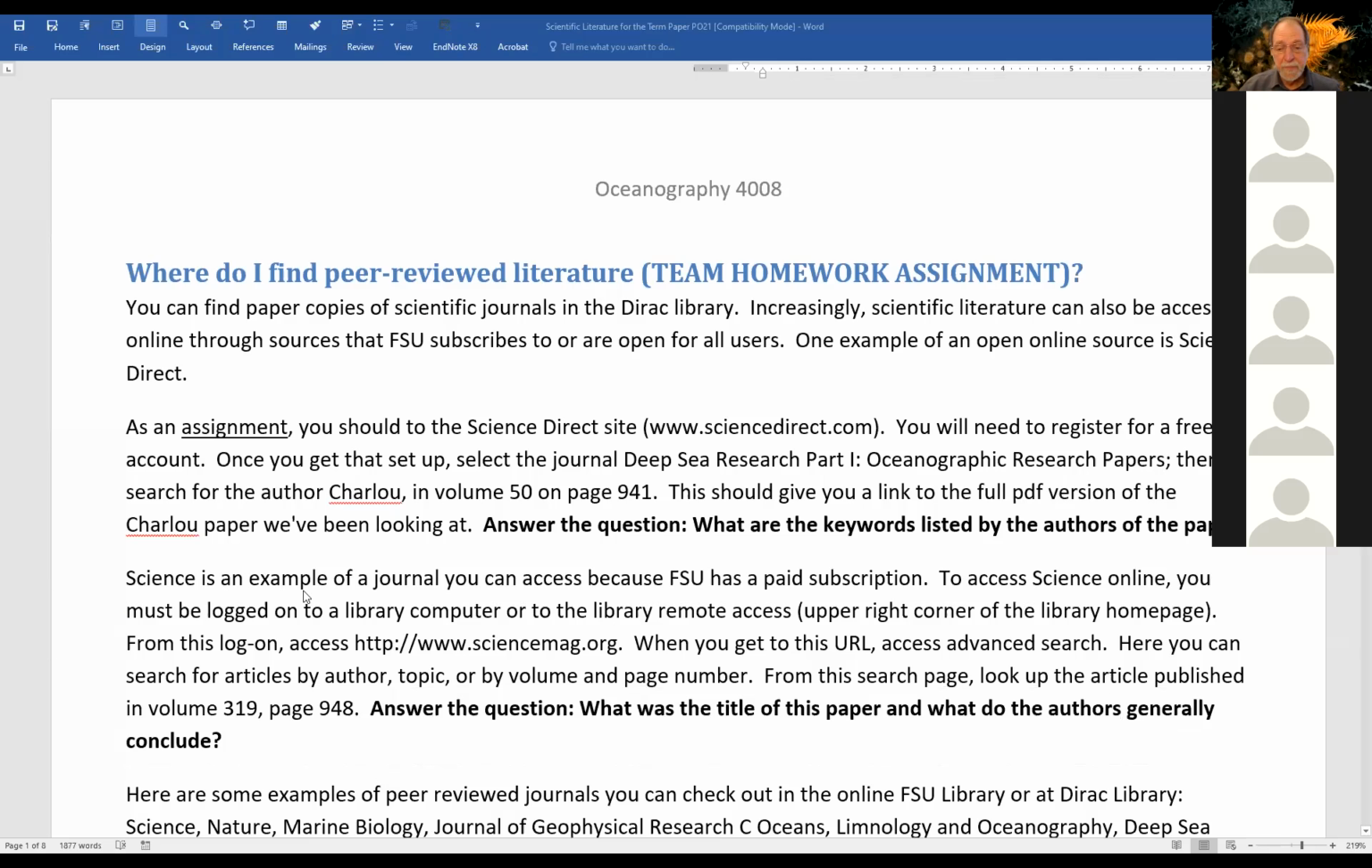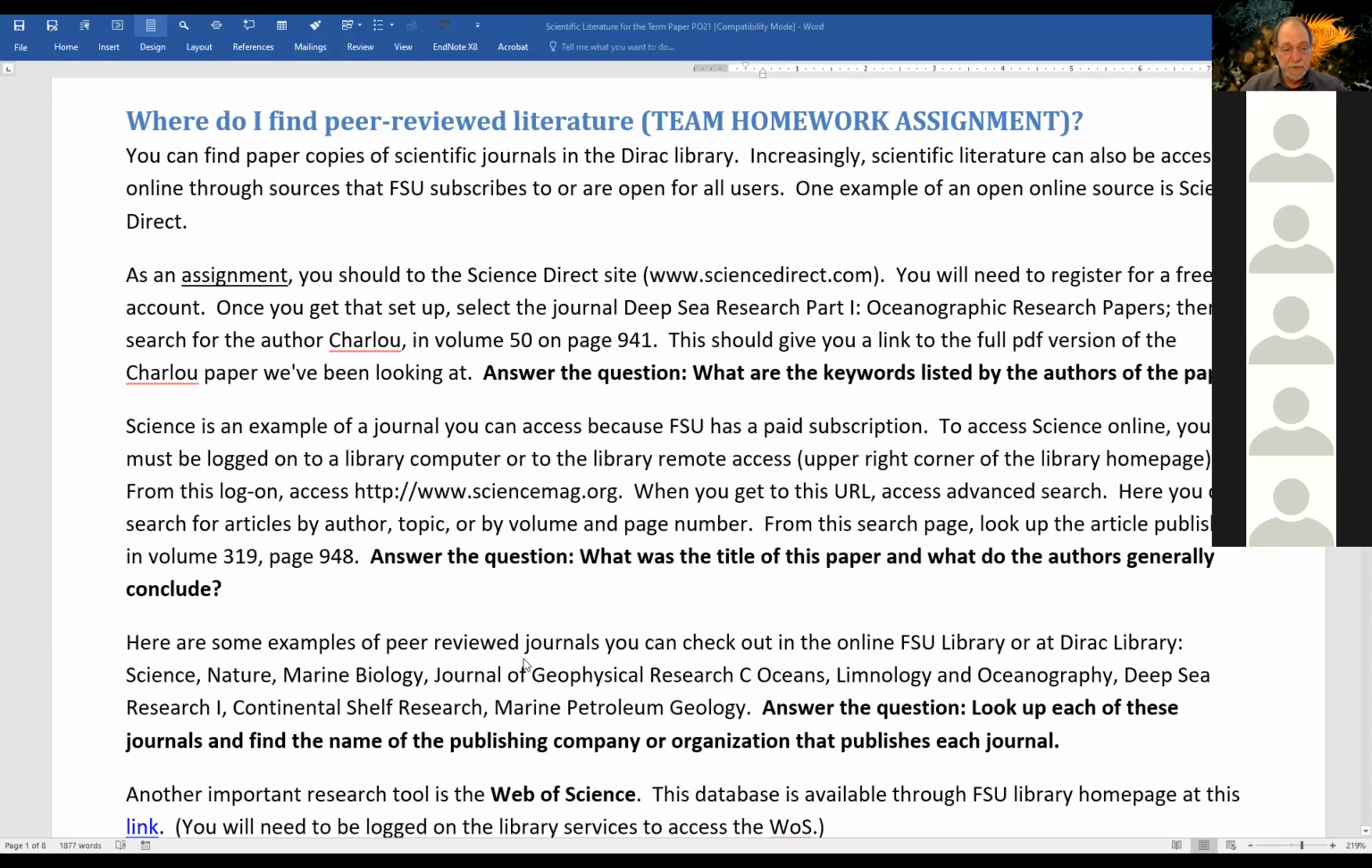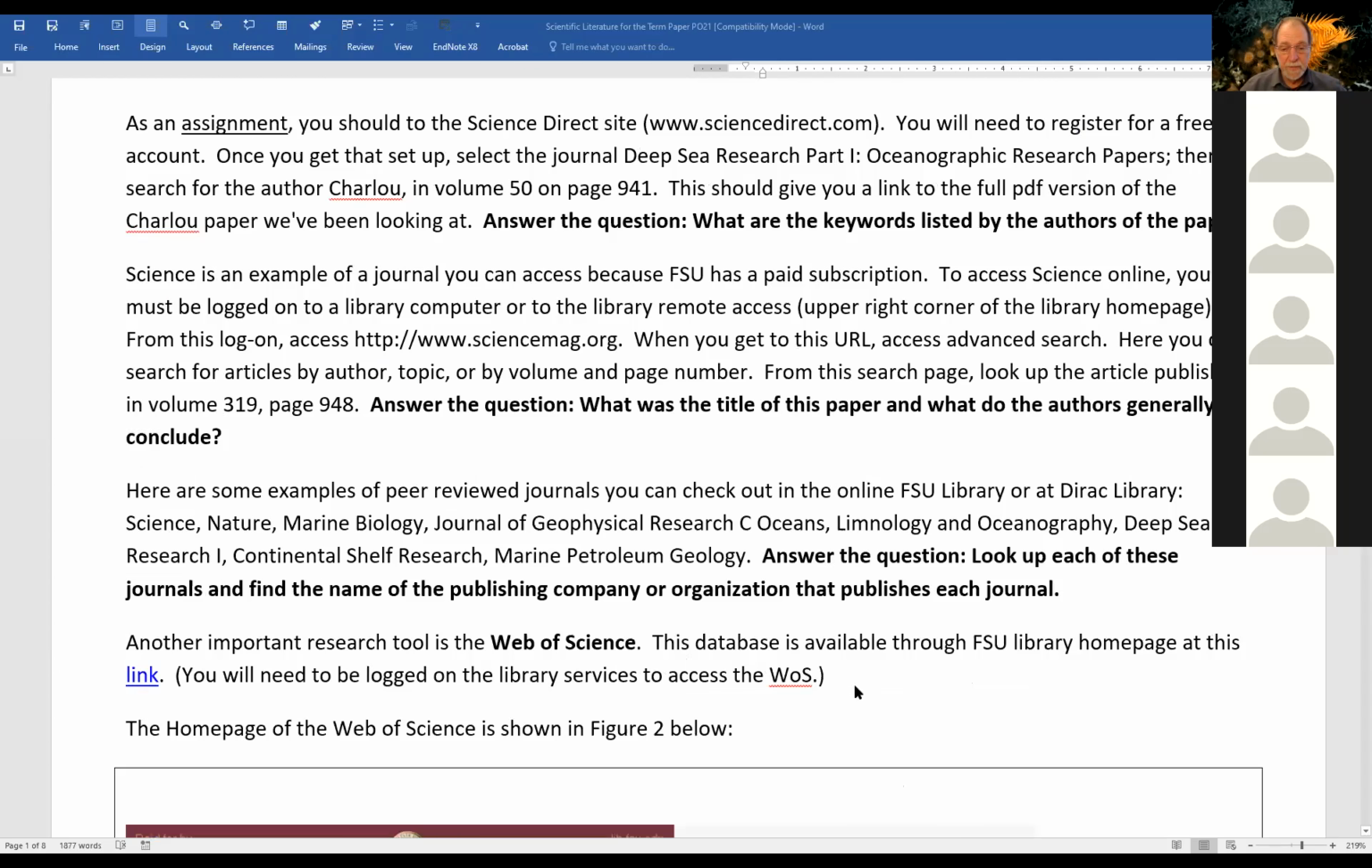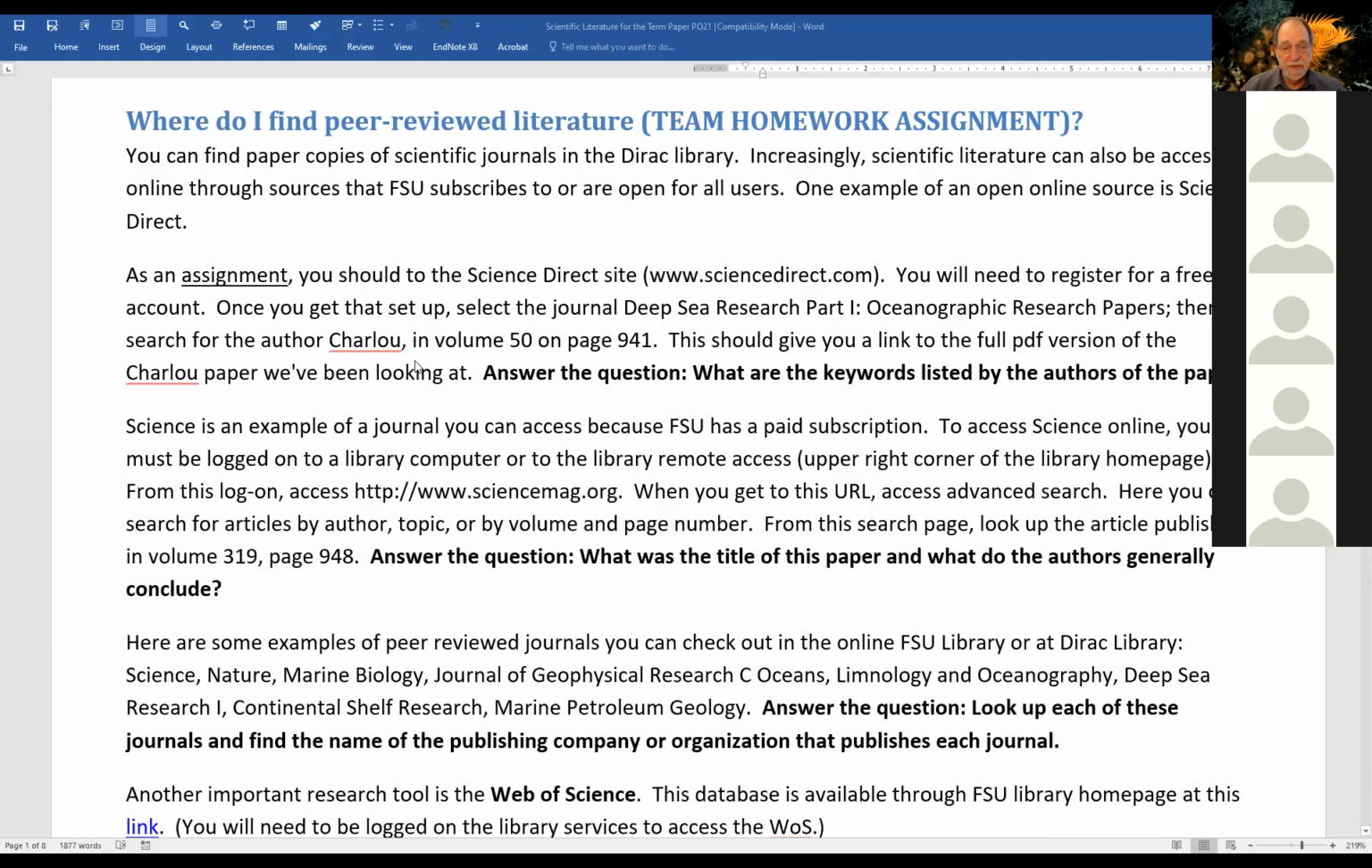And so, one of the problems that's arisen recently is that the FSU library no longer pays subscriptions for Elsevier and some of the major scientific publishers. And so it can be a little more difficult than it used to be to access online articles. So I'm going to try to walk you through some ways that you can always be able to access papers. Okay, so that's an overview. These are questions that you have to answer about this Charleau paper.